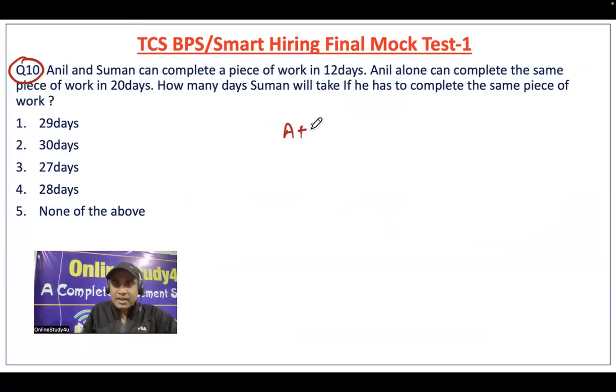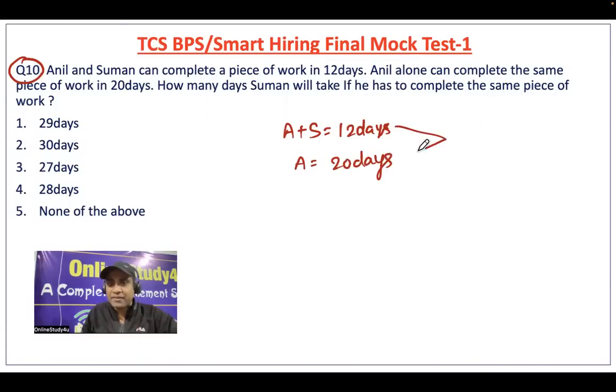Question number 10. Anil and Suman can complete a piece of work in 12 days. Anil alone can complete the same piece of work in 20 days. Now, how many days will Suman take if he has to complete the same piece of work?